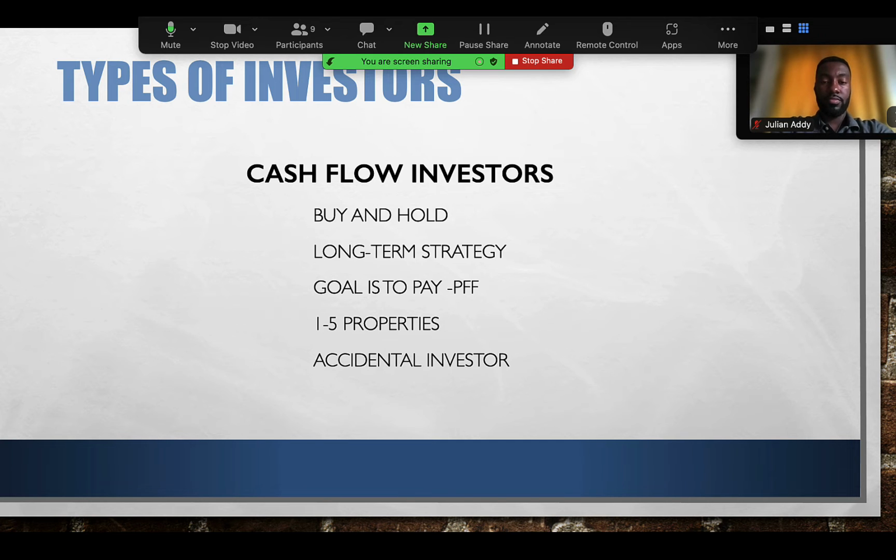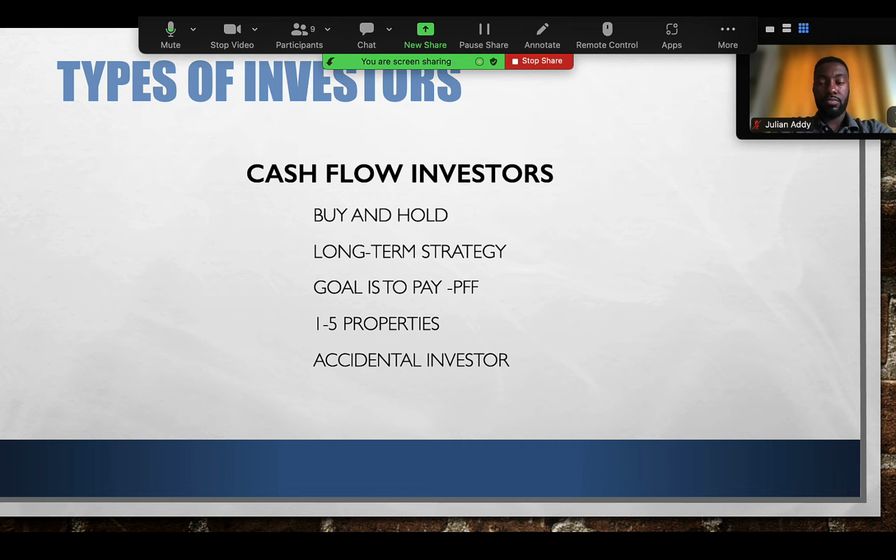All right. So cash flow investors are investors that are looking to buy and hold property. They have a long-term strategy of building wealth, right? Their goal is to pay off the property over time. They typically will buy 1 to 5 properties over a period of time.